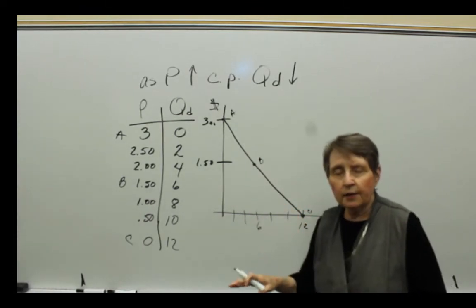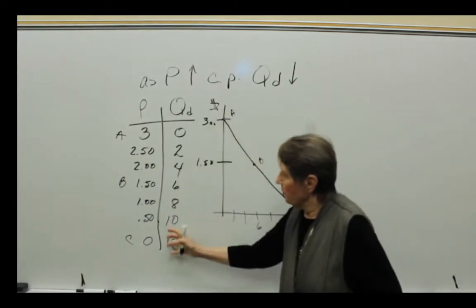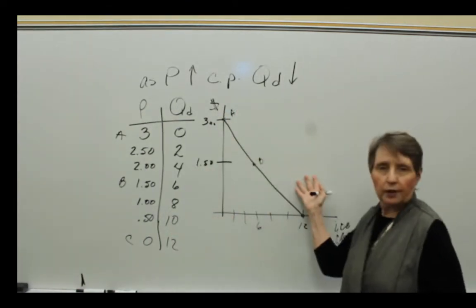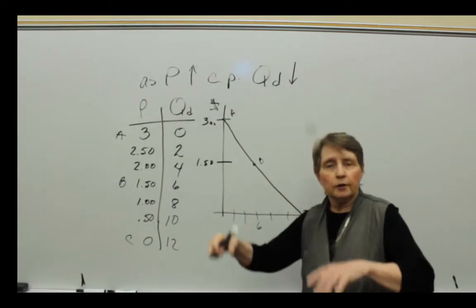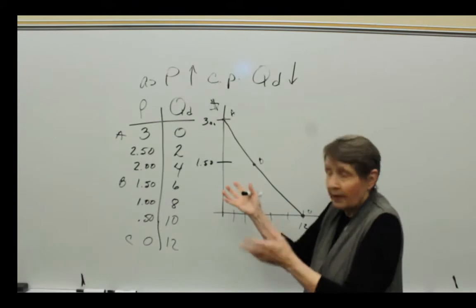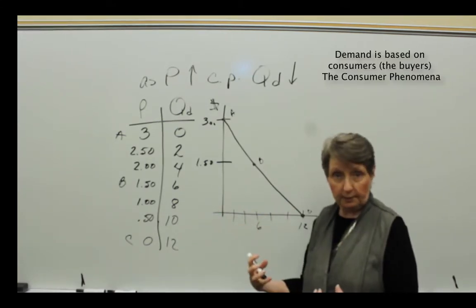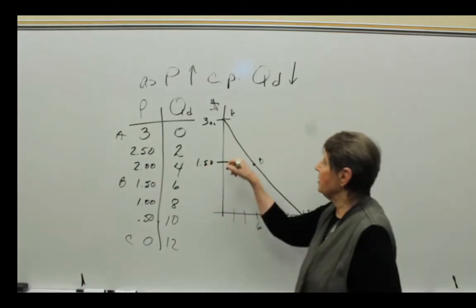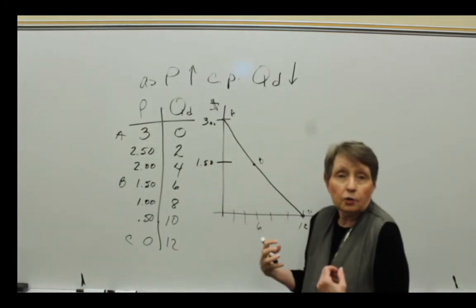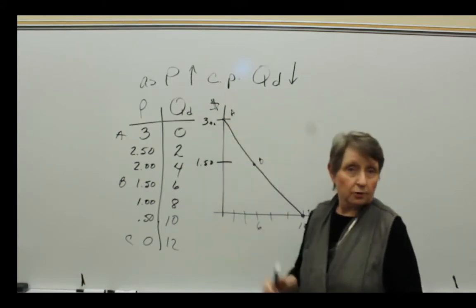Demand is what we call the consumer phenomenon. This demand schedule, which gives us this demand curve, is based on consumers. It's not based on producers. It's not the supply phenomenon. This is the consumer phenomenon. This doesn't mean that these ice cream cones are available. It means this is what consumers are willing and able to purchase in a given time period, ceteris paribus.